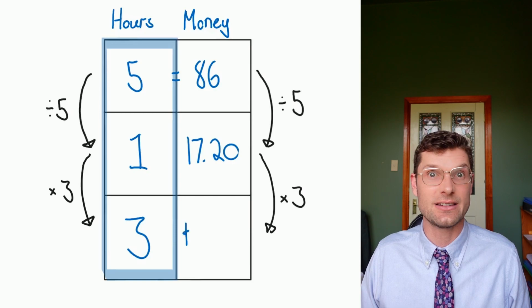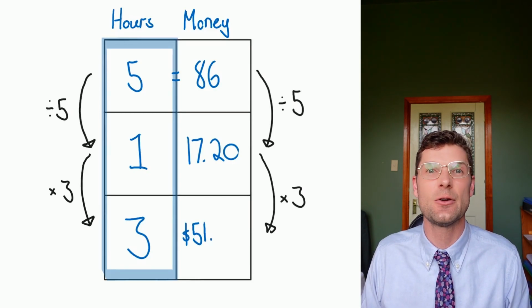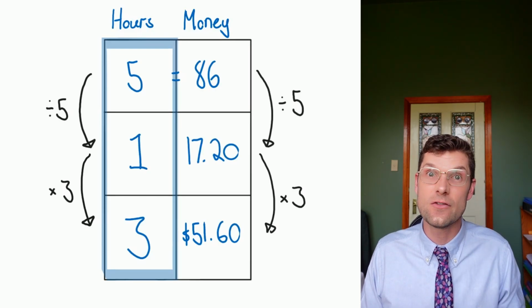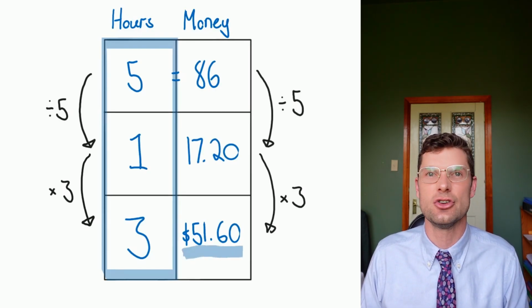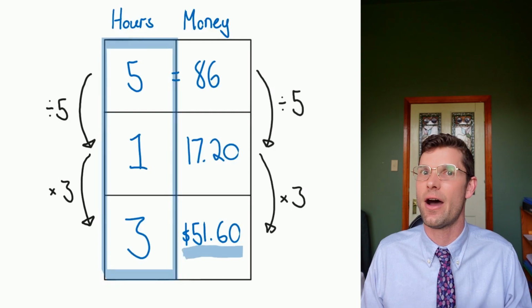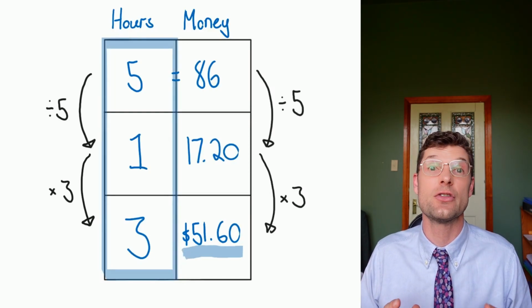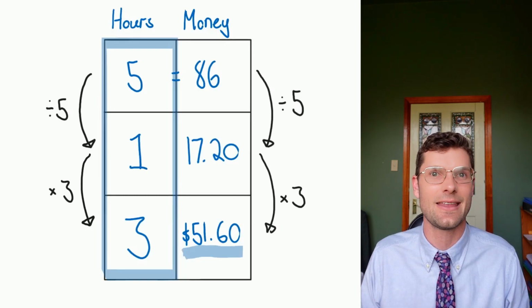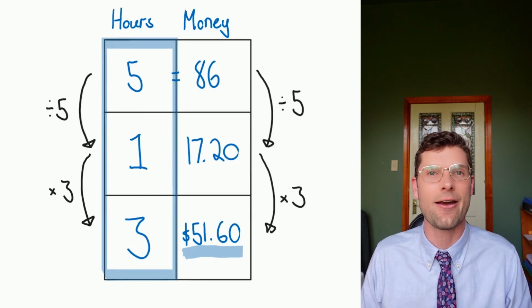This means my final answer, my 3 hours of pay, is $51.60, and I didn't have to do anything. Once you've got the arrows locked in, you can just use your calculator. 86 divided by 5 times 3, done. So the maths for this lesson is not too difficult if you take the time to get these scaffolds correct. I guarantee it's worth it.